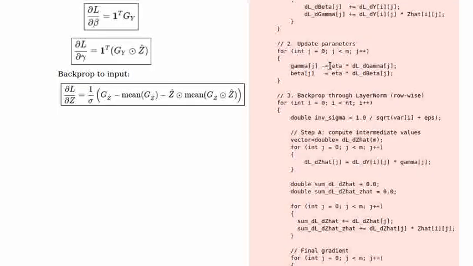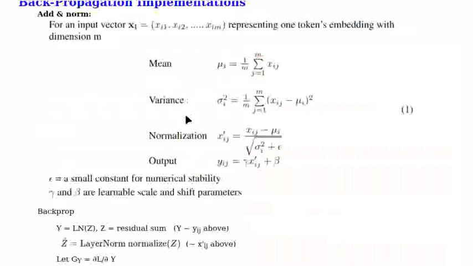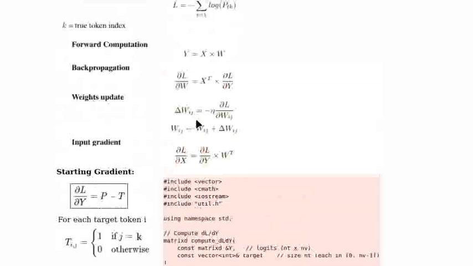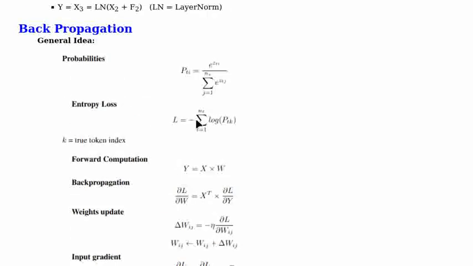The standard method with decrement by eta times the dL/dgamma or dL/dbeta. So this is the standard method. Okay. Something like this. Okay.